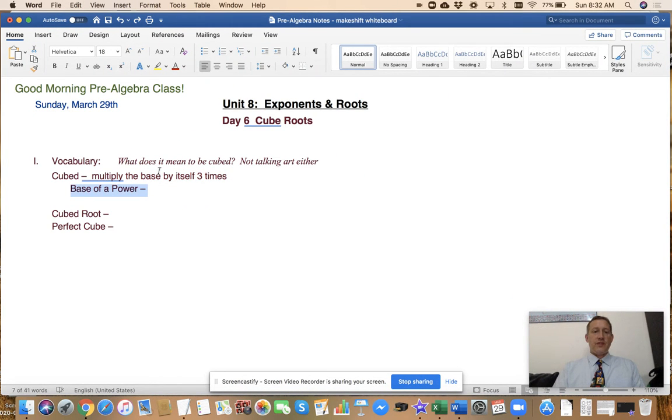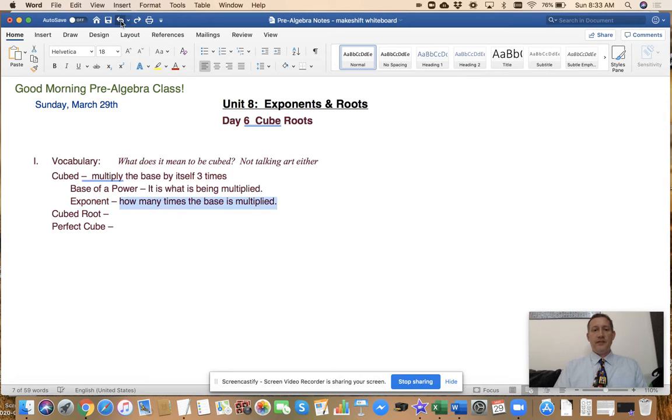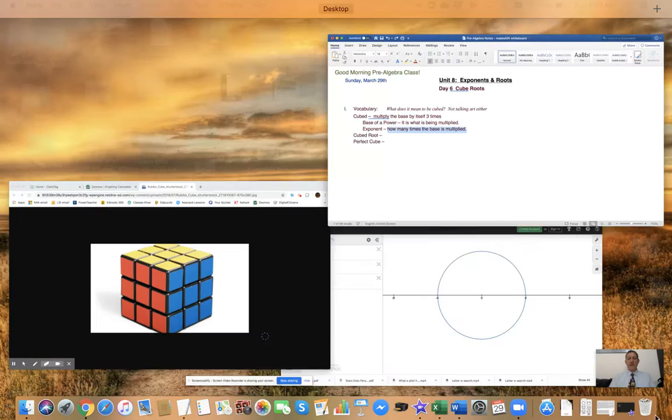Okay, so what does it mean to be a base? Well, a base of a power, if you think about a power, you have a number with a number above it. The base of a power is what's being multiplied. It's at the bottom. And exponent means basically the number of times that you're multiplying it. So it's how many times you're multiplying the base.